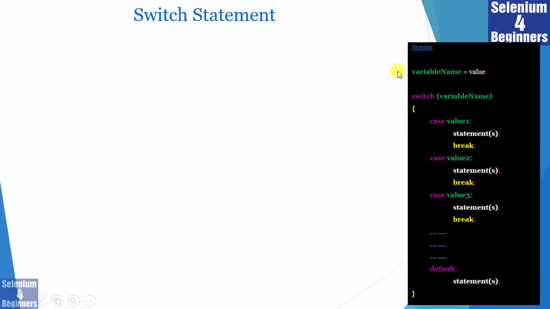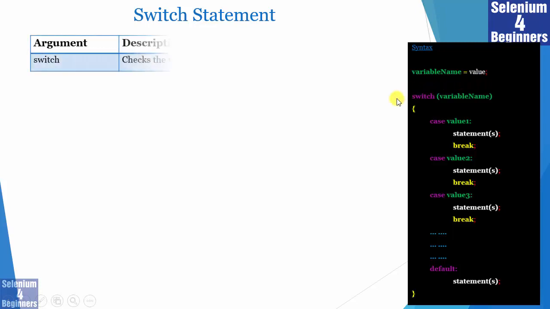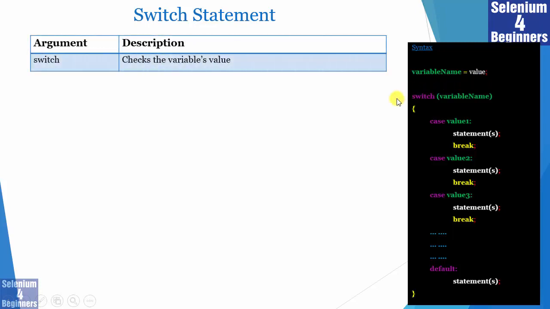Starting from the top, we see a variable name equals a value. For switch statements, Java does not allow the value to be a double or Boolean primitive data type. The value must be an enumeration, string, or primitive types: byte, short, char, and int. Switch checks the variable's value. All we add is the variable's name within the parentheses.